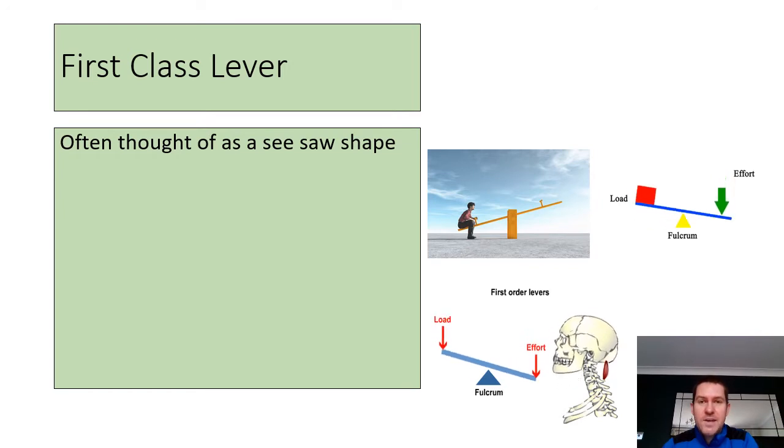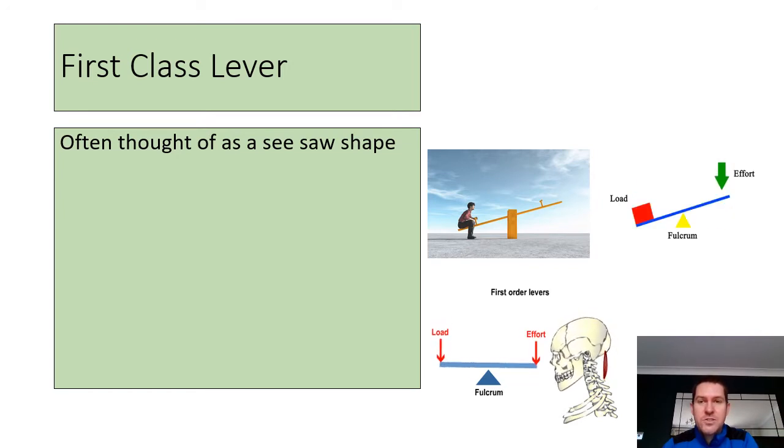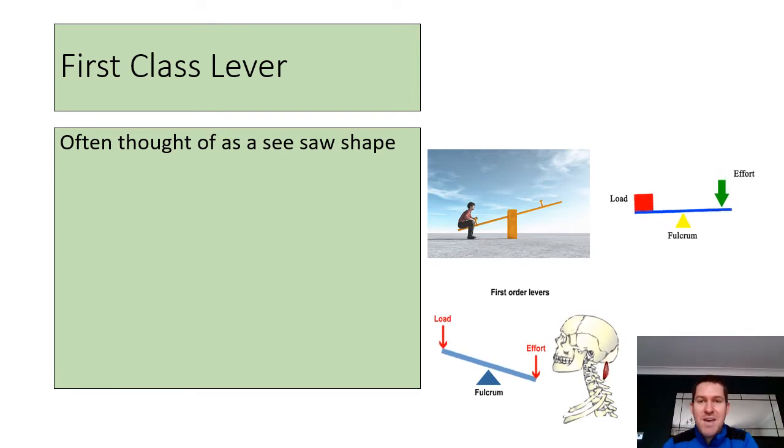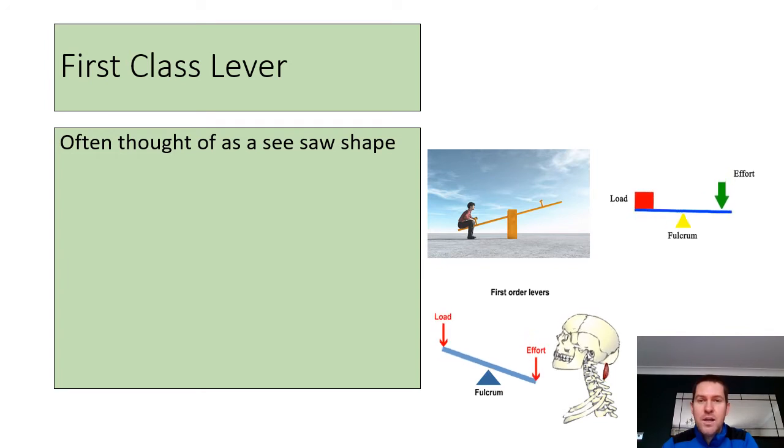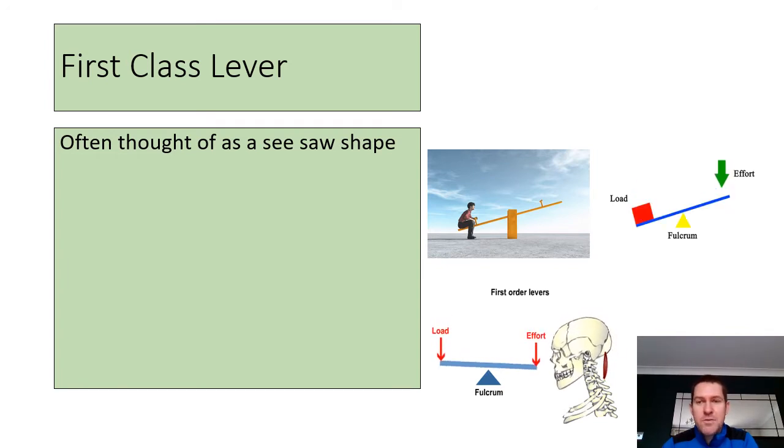Now, in order for us to move that guy on the seesaw, we need to apply some effort to that, and that's why you can see the effort arrow is pointing downwards on the right-hand side of that seesaw. So in order for us to move that load, we would have to apply effort downwards.